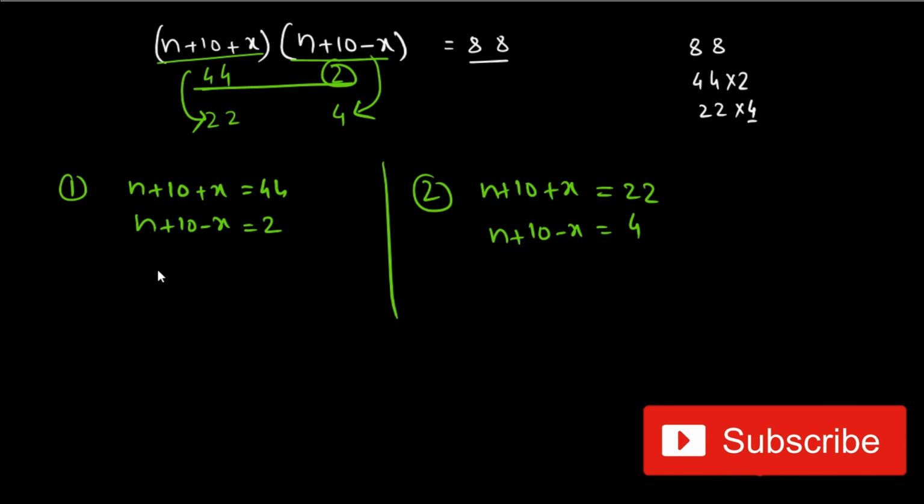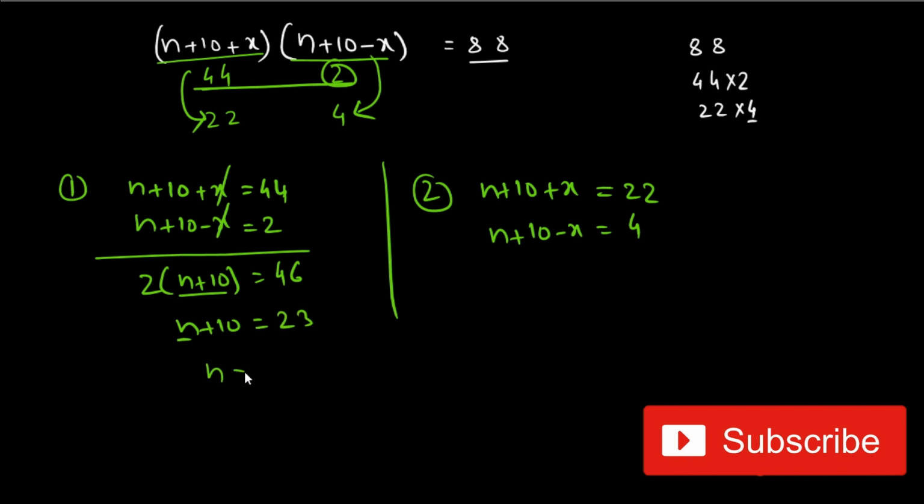Now we'll solve it. If we add these, we can cancel x and x. So 2 times (n plus 10) is equal to 44 plus 2, which is 46. So the value of n plus 10 will be 46 divided by 2, that is 23. From here the value of n is equal to 23 minus 10, that is 13. So we have n equal to 13 for the first case.